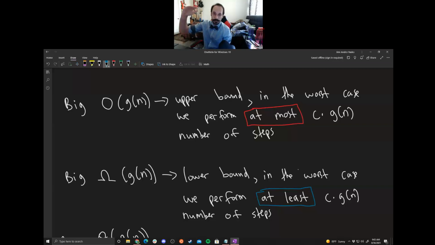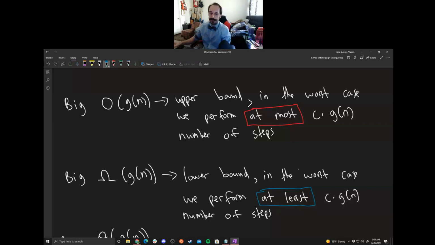So we want to always know what's the worst possible scenario we can have. So for the input, we always analyze the worst case because that encapsulates every possible case. The worst case is determined by the input. And then big O means in the worst case, we'll do at most this many steps. Omega means in the worst case, we do at least this many steps. We won't do fewer, but at least this many.